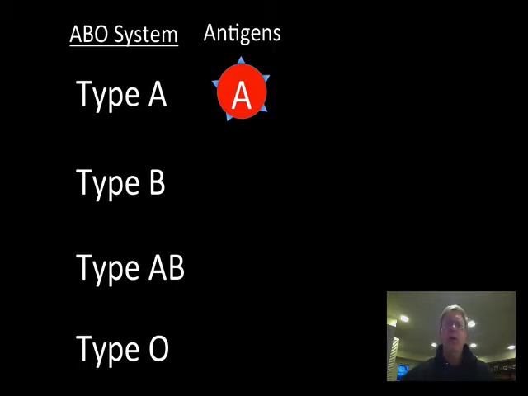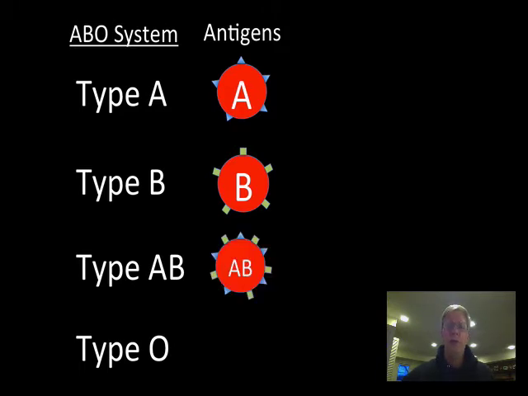So if the red blood cells of an individual have these antigens, then they would have type A blood. Some individuals have a different antigen. We call this the B antigen, and this would result in them having type B blood. Some individuals will have both of these antigens, and therefore they have type AB blood, and other individuals have neither of these antigens, which would result in them having what's known as type O blood.